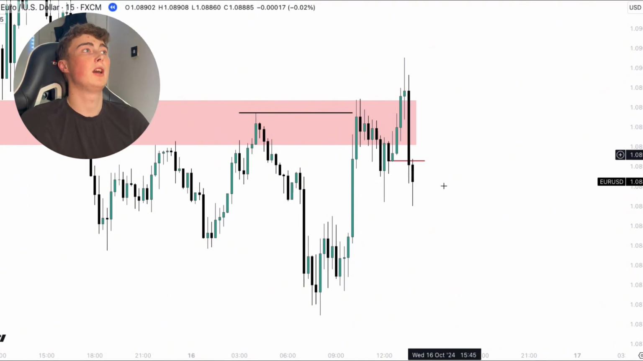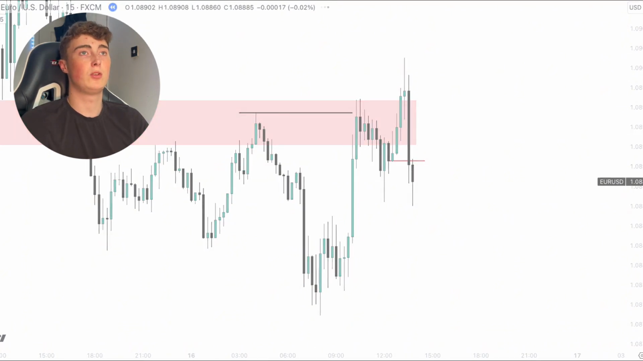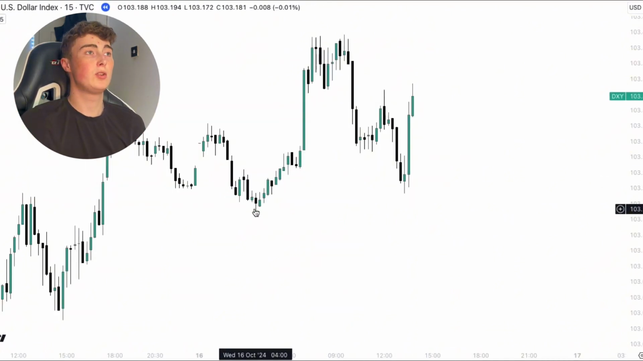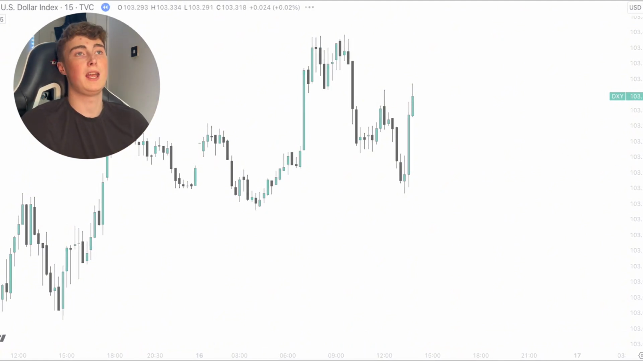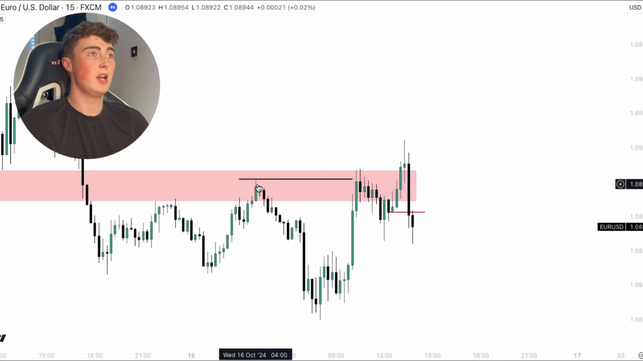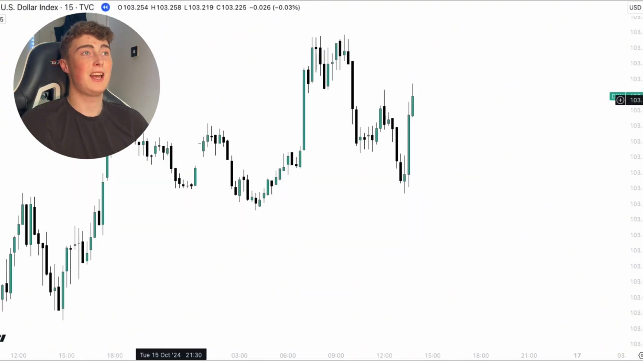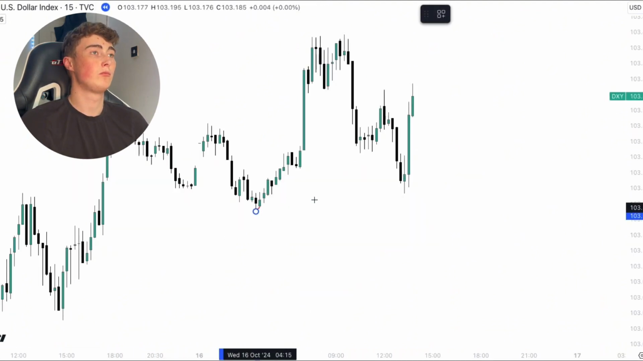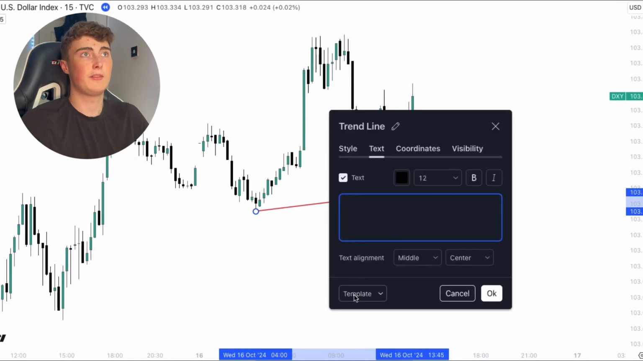So we're bearish. On EU, it was perfect, we're taking the liquidity, everything was good. But if we go on the dollar index, you'll see that this is the same low, Wednesday, the 16th of October at 4 a.m. If we go on Euro USD, Wednesday, the 16th of October at 4 a.m., that exact same low on the dollar index, price had failed to come below.